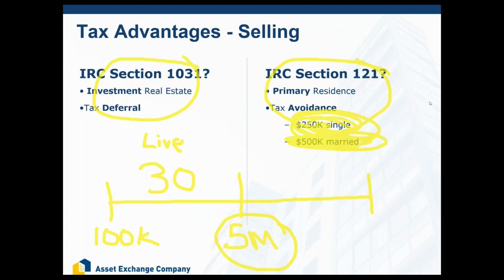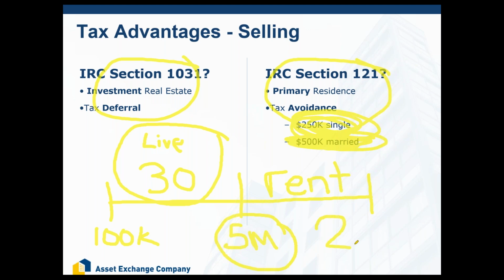Well, here's what you do. You don't sell that property as your primary residence. What I want you to do is move out of the property and rent it out. I want you to establish that Palo Alto home as a rental for 2 years.